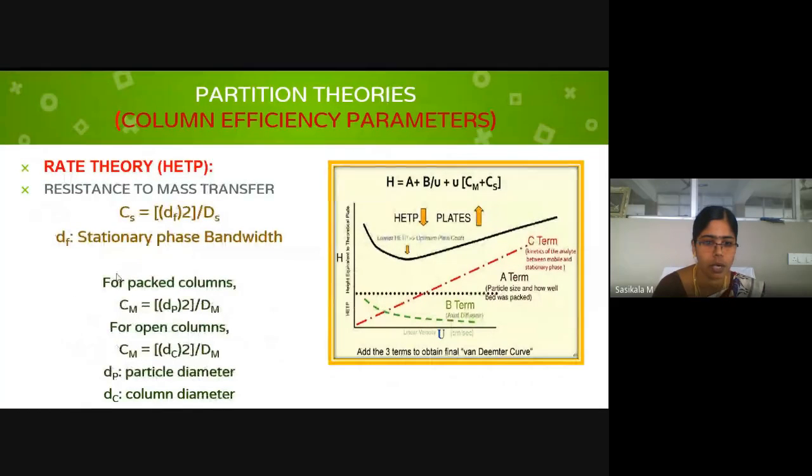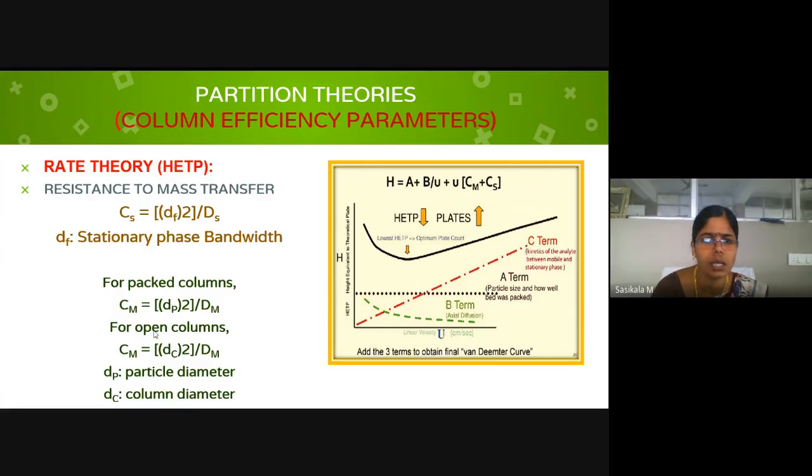And for open columns, it is defined by dc square divided by Dm. dc is column diameter. For open column, it is depending on column diameter. For packed column, it is depending on particle diameter. Okay, it is square by Dm. Here it is df square by Ds. For Cs, it is depending on stationary phase bandwidth. For the mobile phase, it is depending on the diameter of the column or particle diameter. Okay, this is about rate theory for resistance to mass transfer for stationary phase and mobile phase for an analyte.